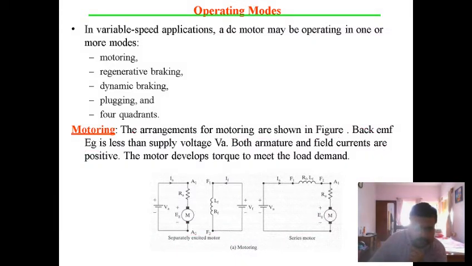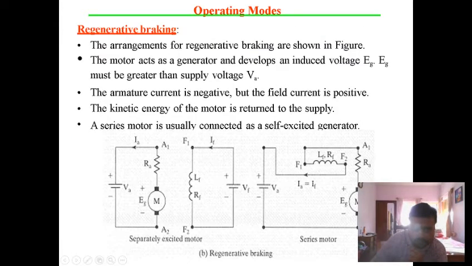So now next comes the regenerative braking. Now before going to regenerative braking, why should we go for regenerative braking? That is our matter of concern. Okay. Why should we adopt regenerative braking? So let us start with a very basic example.